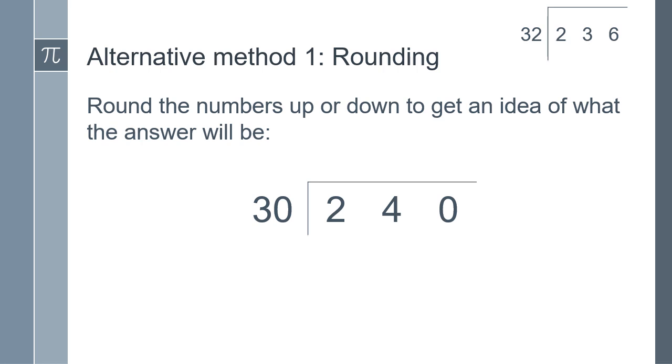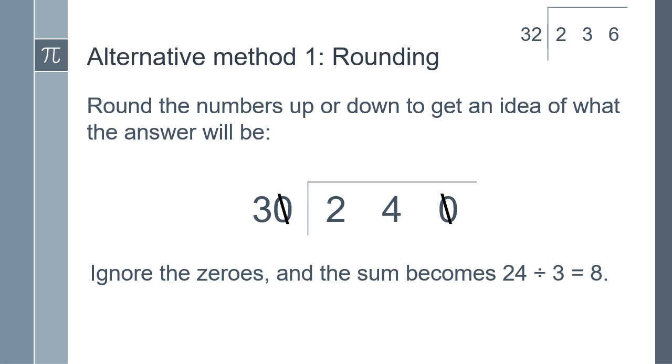Now you might look at that and think, well, they're still big numbers I'm working with. But the advantage of this is that they both now end in 0, which means that we can ignore those zeros. We can cancel them out, and we now have a sum that is 24 divided by 3, which is much easier to do, and the answer to that is 8. That's not the final answer though, because we're still working with these rounded numbers. It's not going to be our exact answer.